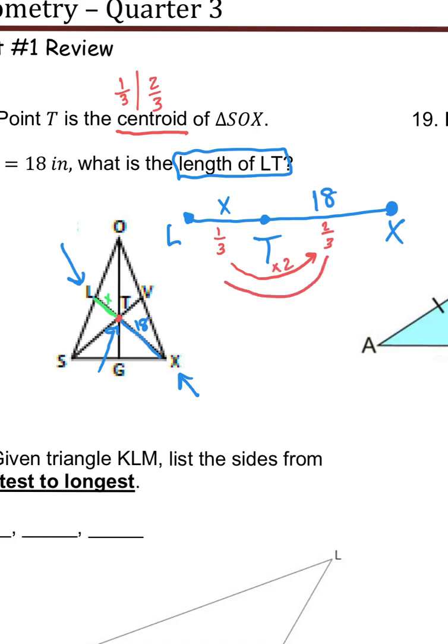Well, to get from here to here, that's just the opposite. You divide by 2. So all we're going to do is take this 18 to get from here to here, and we're going to divide by 2. 18 divided by 2 equals 9. So there's our answer for number 18.